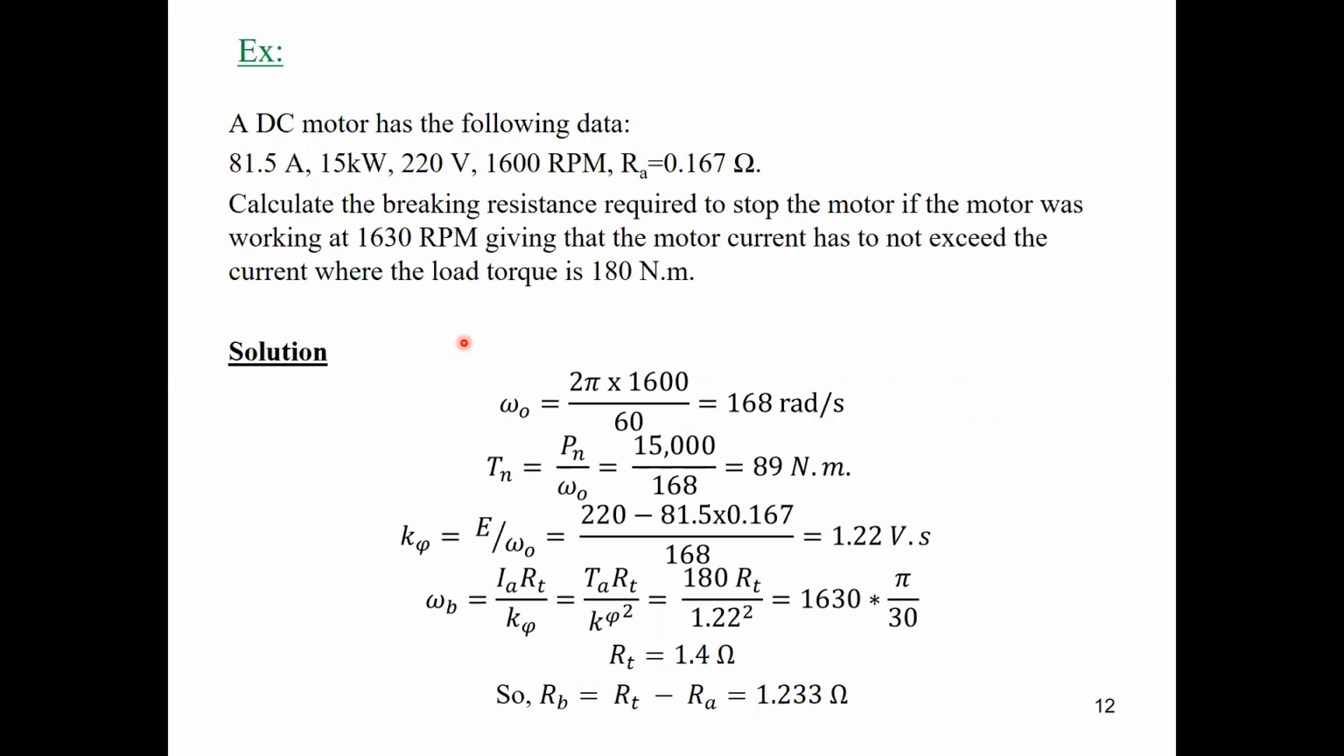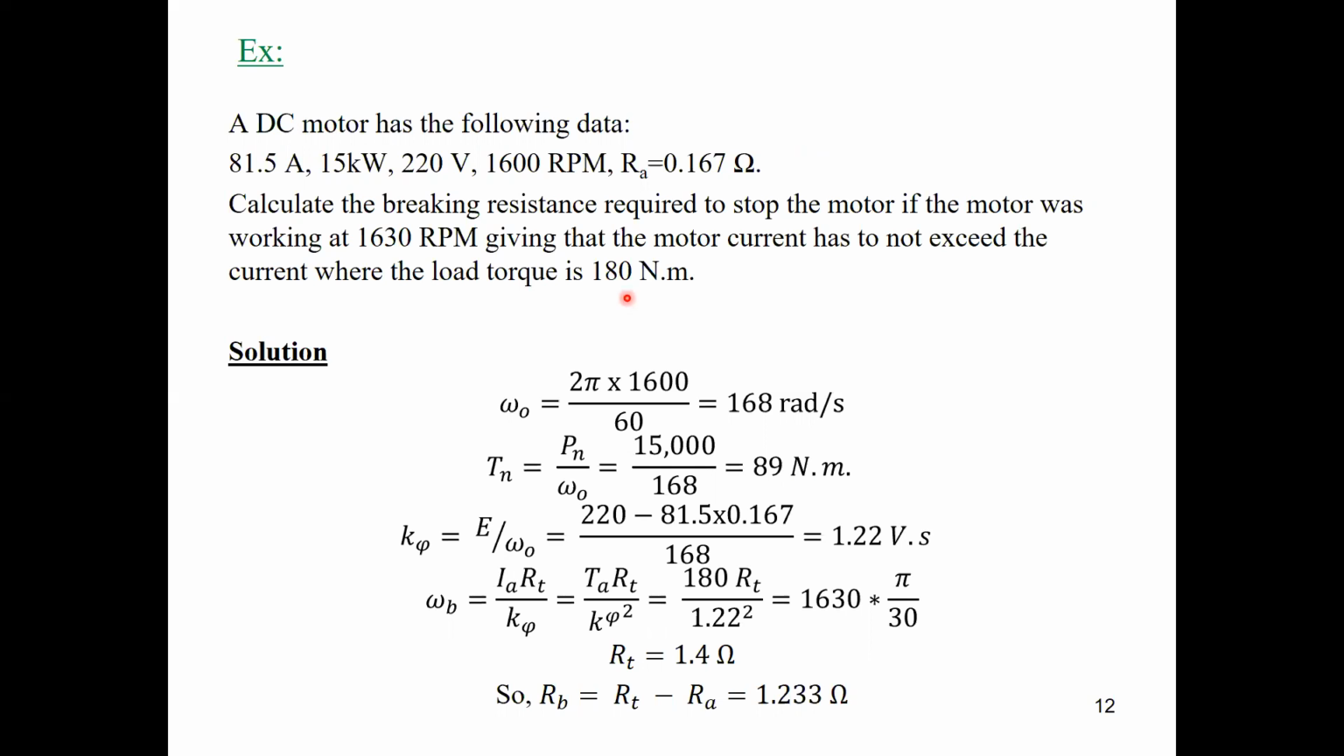Okay. Another example here. A DC motor has the following data: 81.5 ampere, 15 kilowatt, 220 volt, 1600 RPM, and armature resistance of 0.167 ohm. Calculate the braking resistor required to stop the motor if the motor was working at 1630 RPM, given that the motor current must not exceed the current where the load torque is 180 Newton meters. So now we need to calculate the value of the braking resistor based on a set value for current. And here the current is given by means of the electrical torque or load torque.